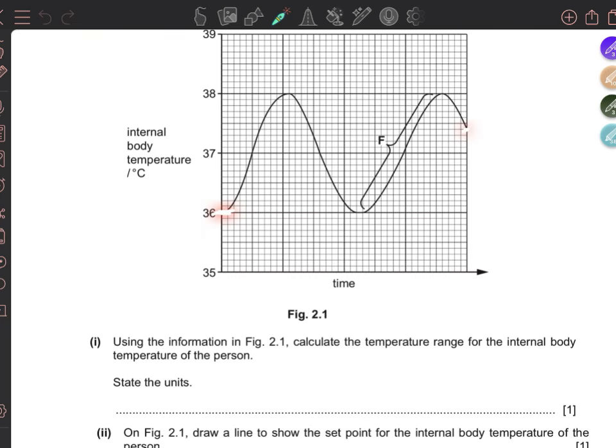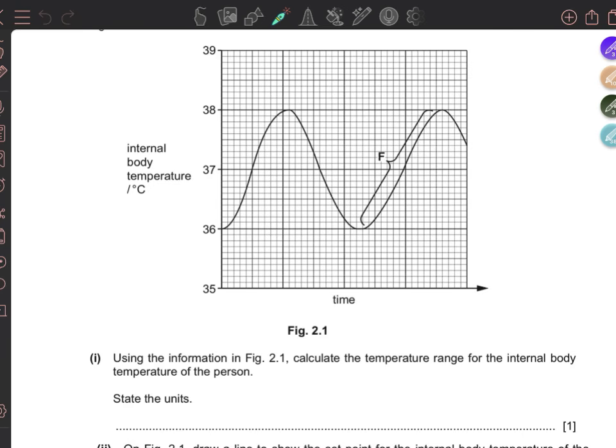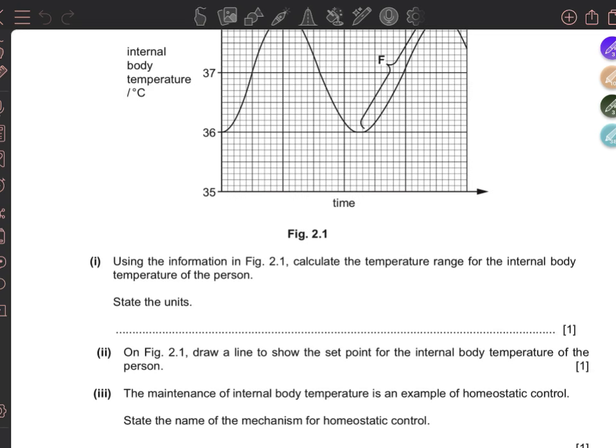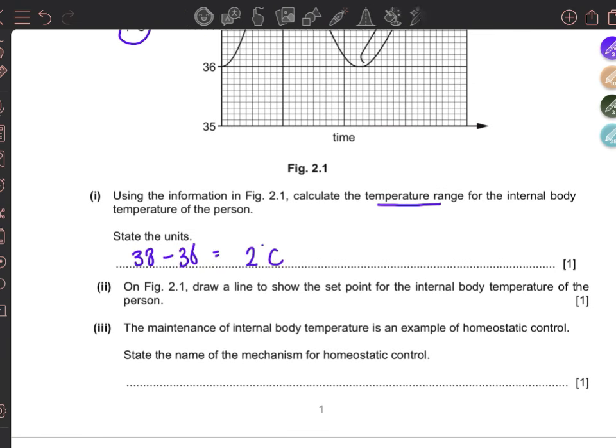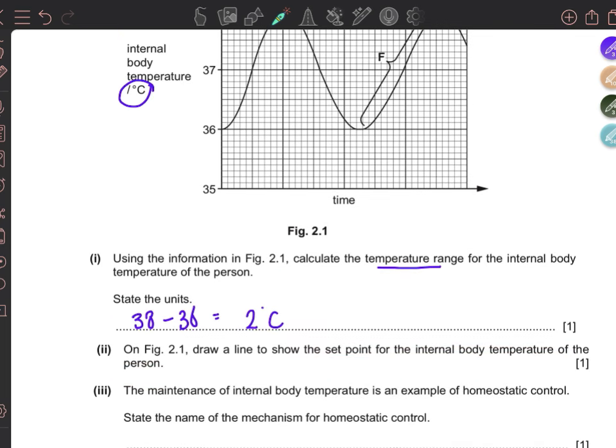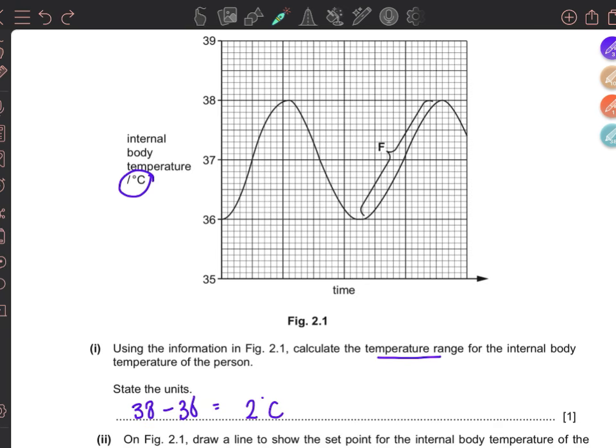Don't take this one. Okay, this is going to be some other number because this is not the whole reading, right? If this graph continues, you will notice that this continues. So the range is 38 minus 36. That is 2. What about the units? Degrees Celsius. Now on figure 2.1, draw a line to show the set point for the internal body temperature of the person. So notice it fluctuates between 38 and 36. So the set point is the center. You're going to draw your line here between 38 and 36.